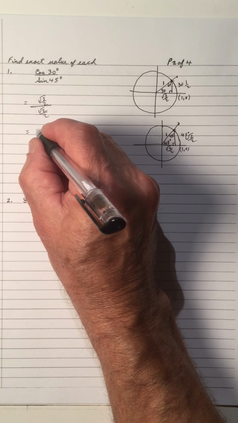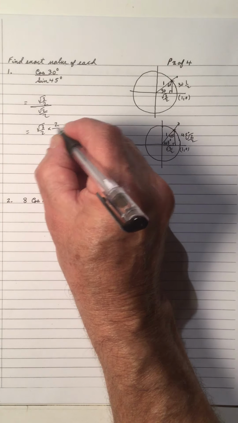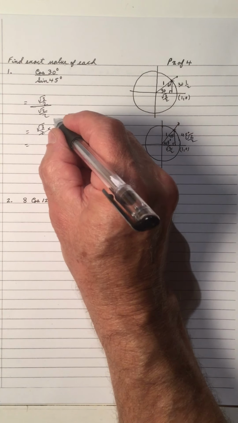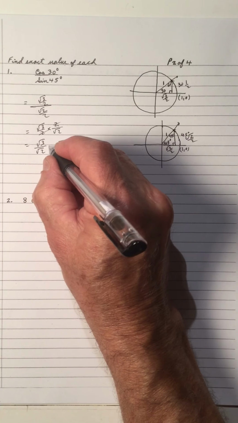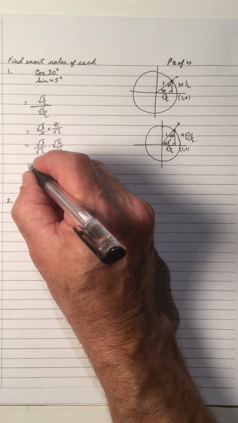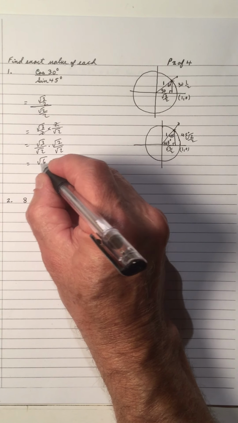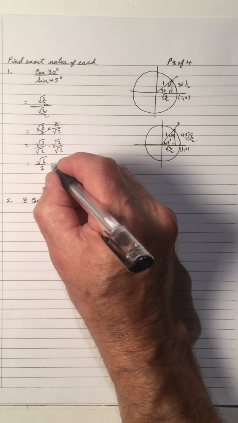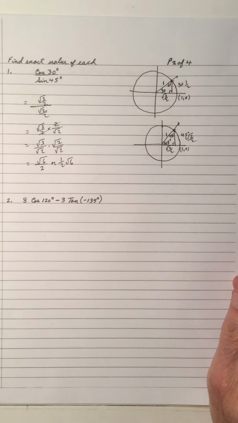And we simplify, so that is root 3 over 2 multiplied by 2 over root 2. And the 2's cancel, so we get root 3 over root 2. And we rationalize the denominator by multiplying both numerator and denominator by root 2. So root 3 times root 2 is root 6, and root 2 times root 2 is root 4, which is 2. Or we can call it 1/2 root 6.